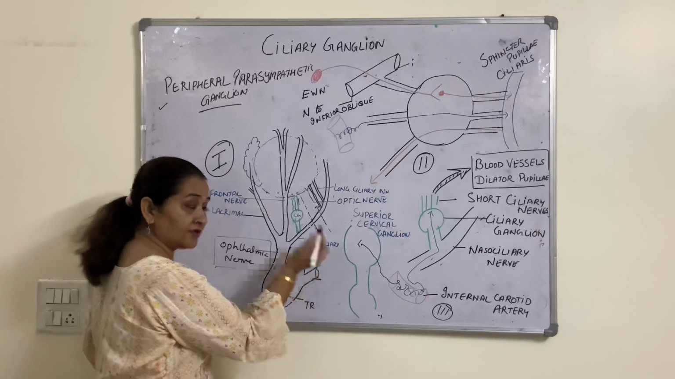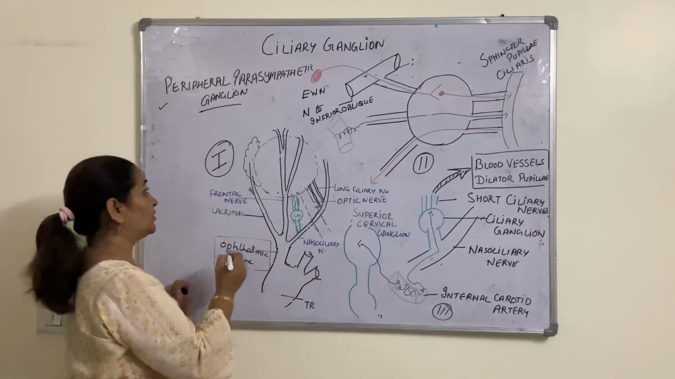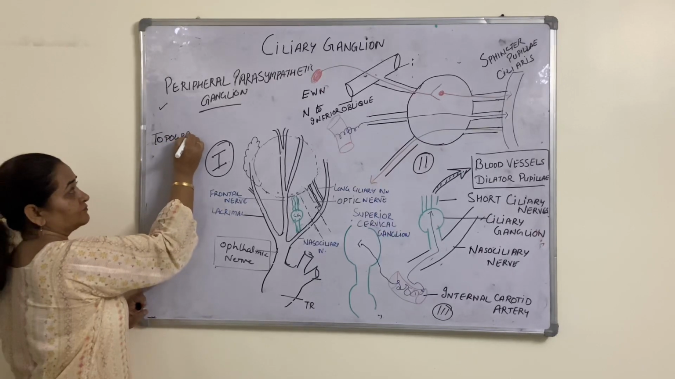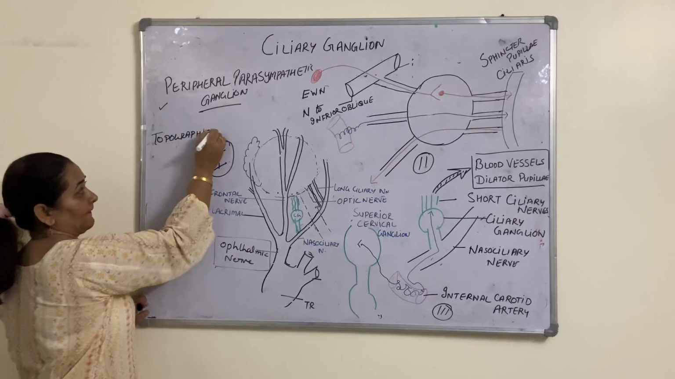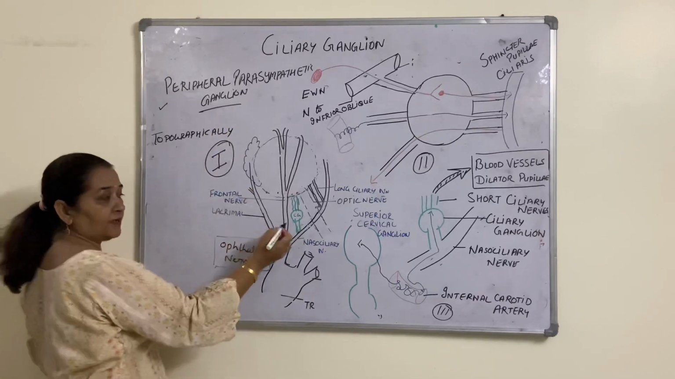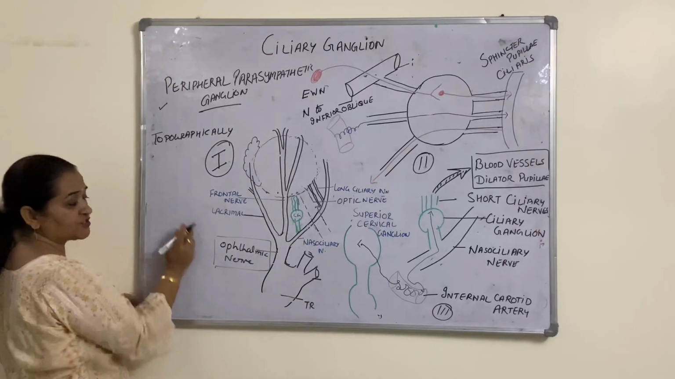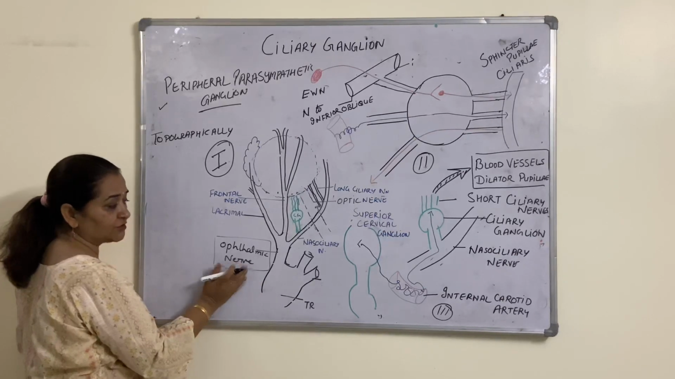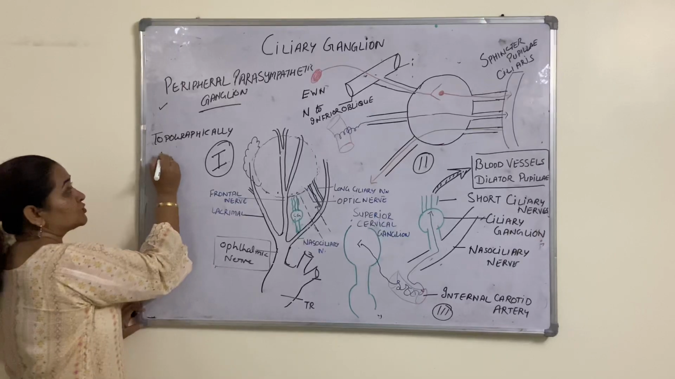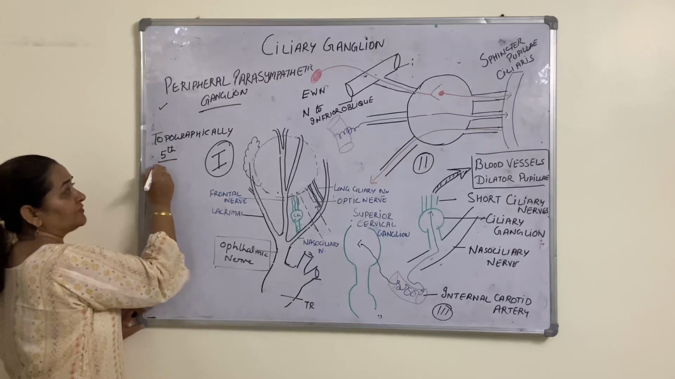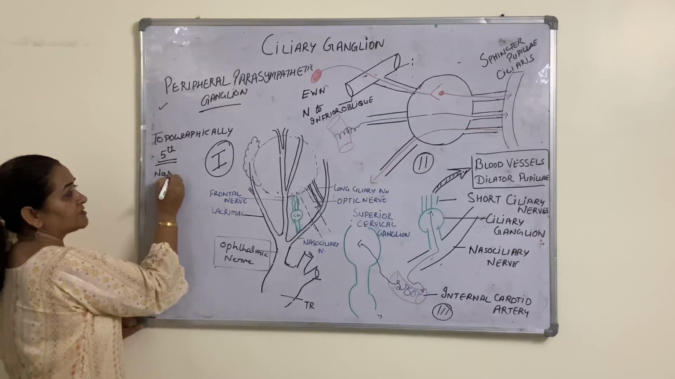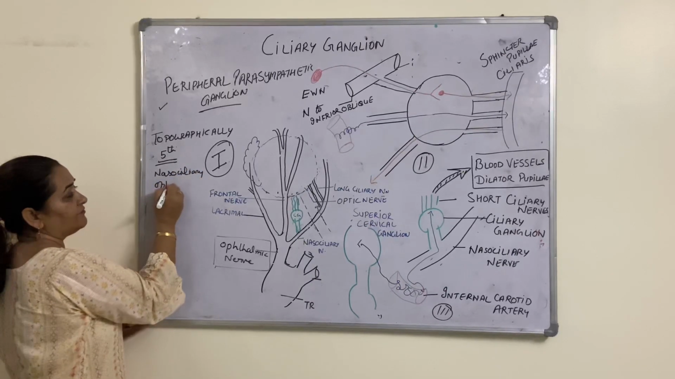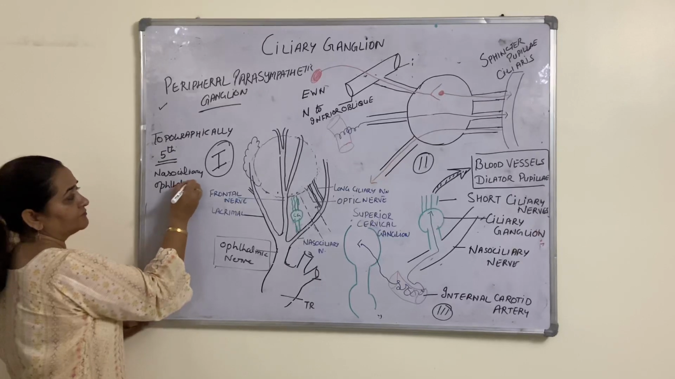So in another word we can say that topographically or anatomically this ganglion is related with which nerve? That is fifth nerve, that is ophthalmic division of the trigeminal nerve. So topographically it is related with fifth nerve. Which branch? That is nasociliary branch of ophthalmic division of trigeminal nerve.